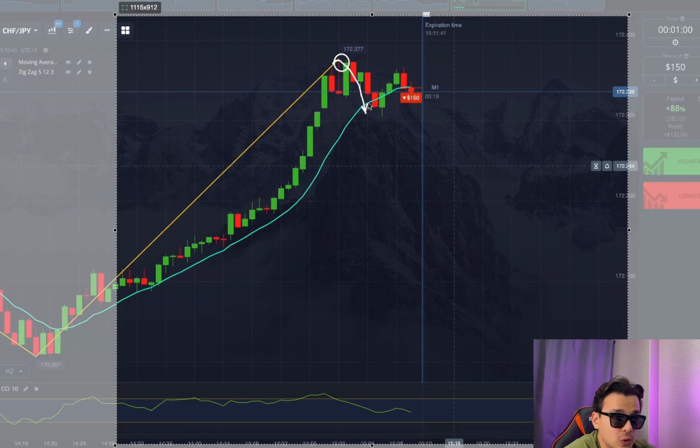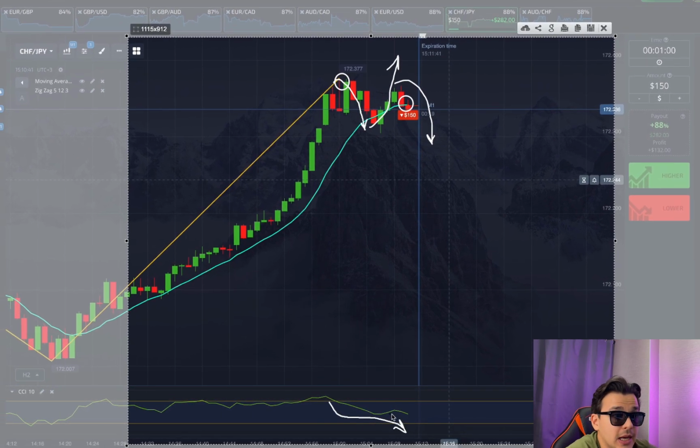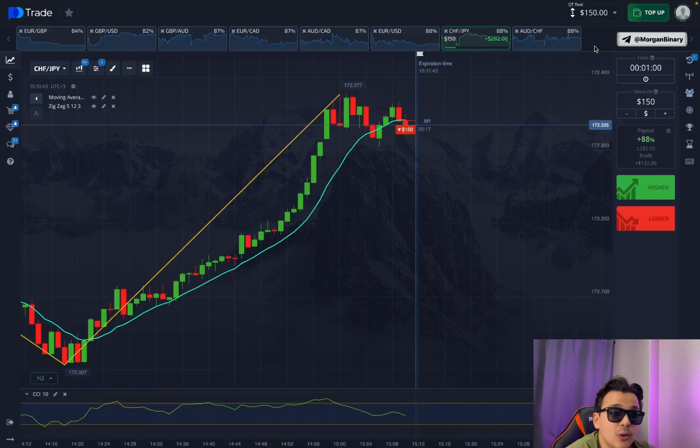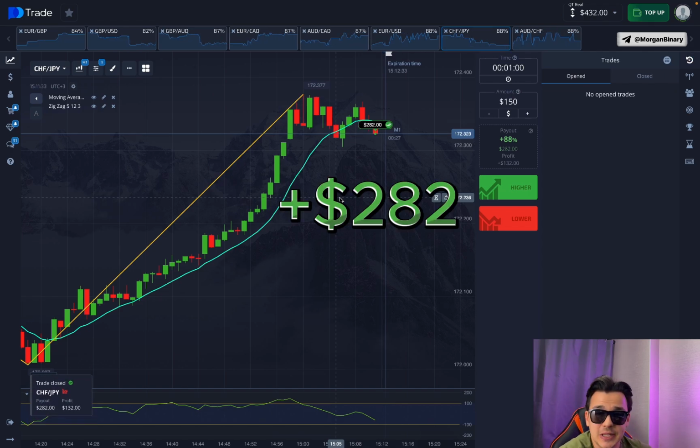Now let's focus on the crossover of the weighted moving average from bottom to top. Also, the oscillator's moving line has exited the overbought zone and is heading towards the oversold area. So it makes sense to open a sell trade here. Let's watch the result. The first trade closes in profit.